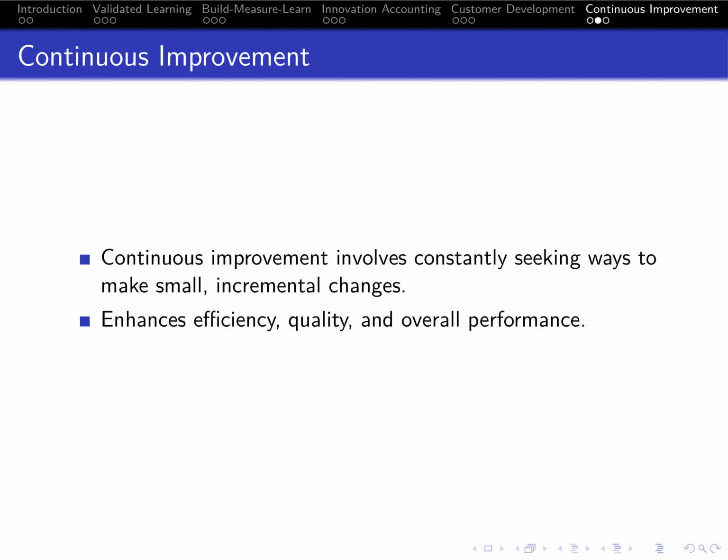Continuous improvement in the lean startup methodology is all about making small, incremental changes to enhance efficiency, quality, and overall performance. This means constantly seeking ways to improve by gathering feedback from customers and using that feedback to make adjustments to products or services. By making these small changes based on real-time feedback, startups can ensure they are always evolving to meet customer needs. This concept can also be applied to processes within a business, where regular reviews and refinements can help identify inefficiencies and streamline operations.